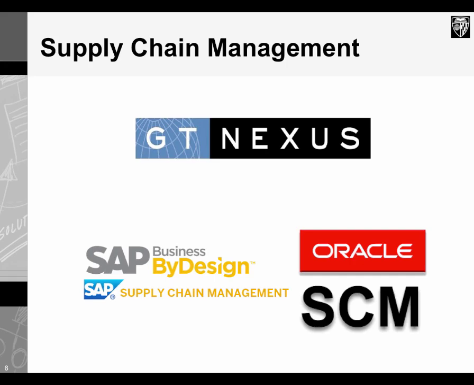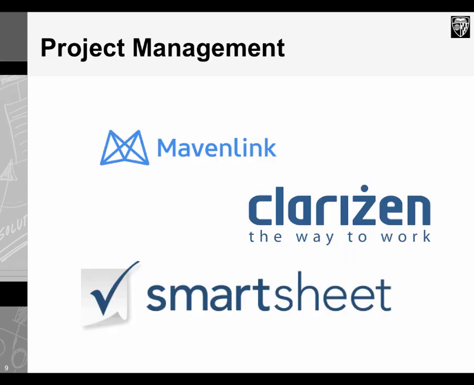Okay, so that was supply chain management. Now let's go ahead and look at project management. There are several companies that are offering project management SaaS solutions in the cloud. So let's go ahead and look at that. The first one we'll look at is Maven Link, and then Clarizen, and then Smartsheet. Let's look at Maven Link.